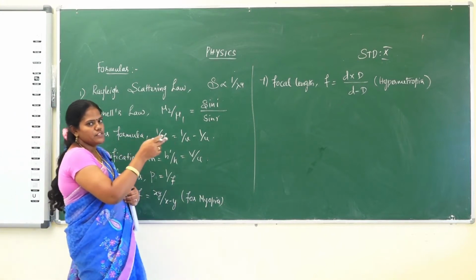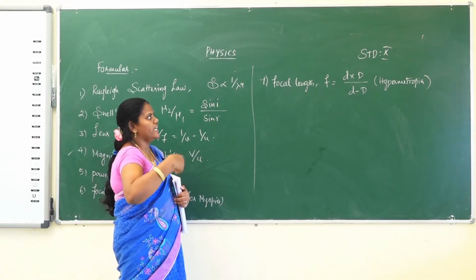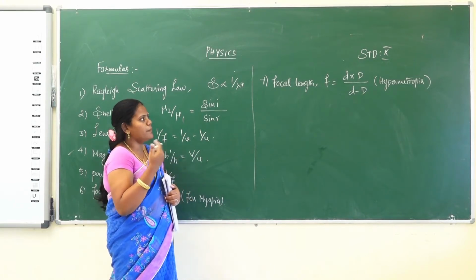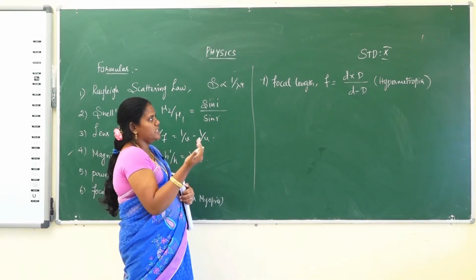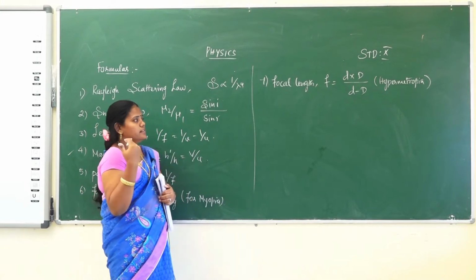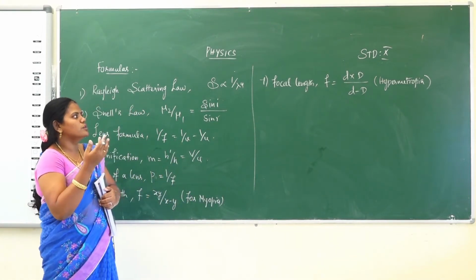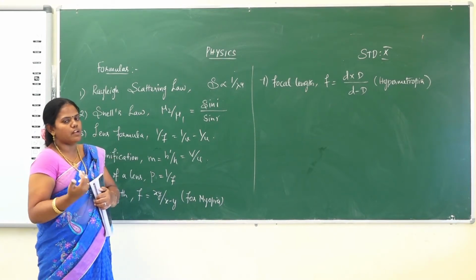And the focal length f is equal to small d into capital D by small d minus capital D, for a person with hypermetropia. The distance they want to see is the small d, and the distance that the person can see easily is the capital D. So substitute all the values to find the focal length and also find the power of the lens.